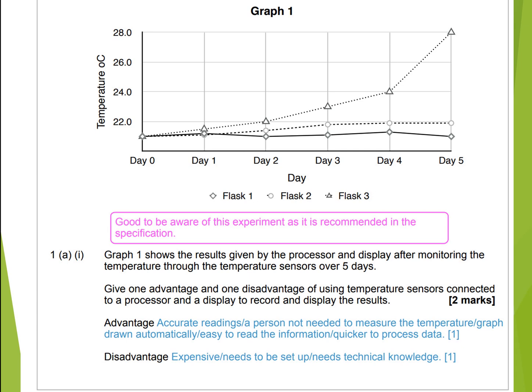Disadvantages though, it's expensive. It needs to be set up, it needs some technical knowledge to leave it running for a few days to collect that data. So it's good to be aware of this experiment, as it's recommended not just in the AQA spec but also in the WJEC spec that you understand the advantage of using things like sensors and data loggers over regular things like thermometers and digital thermometers.